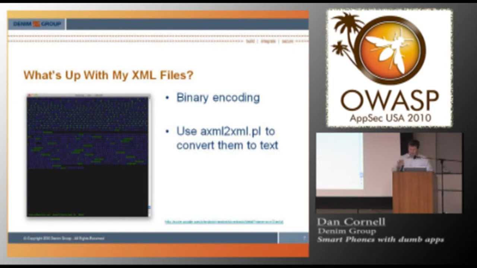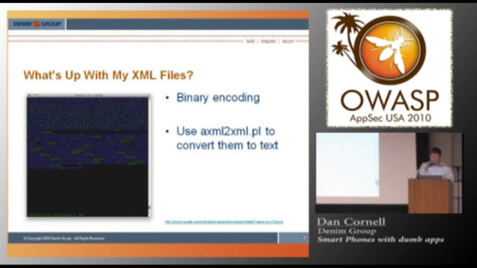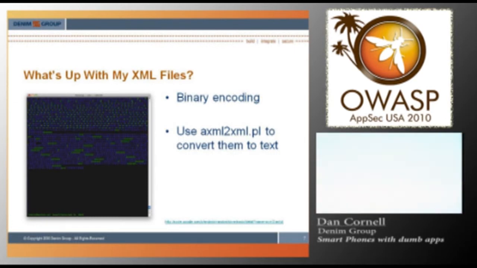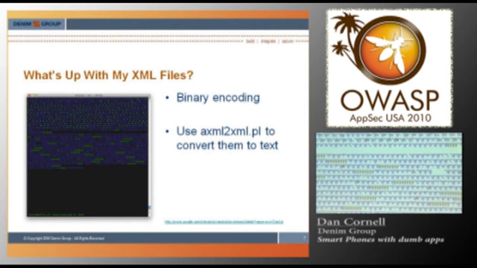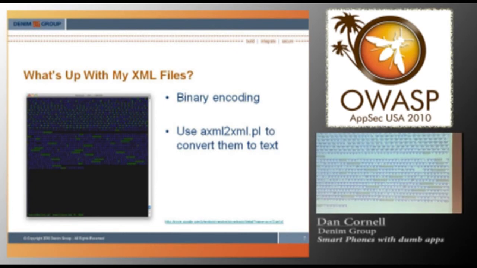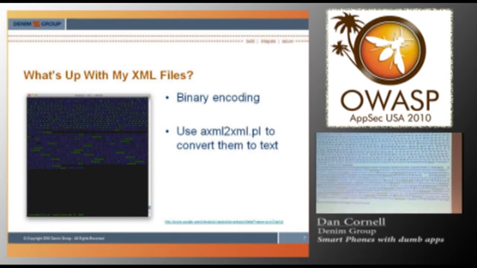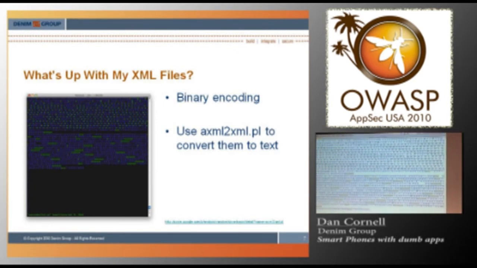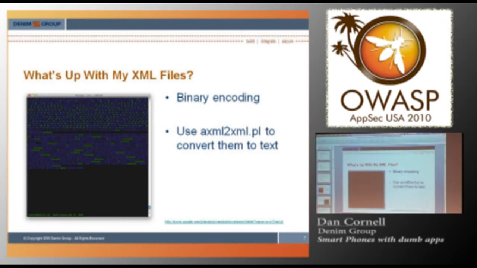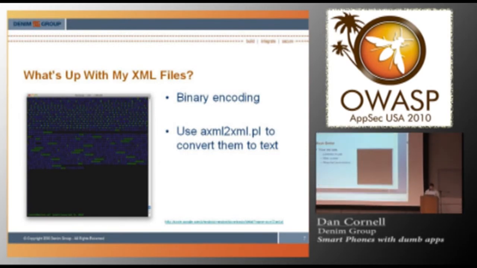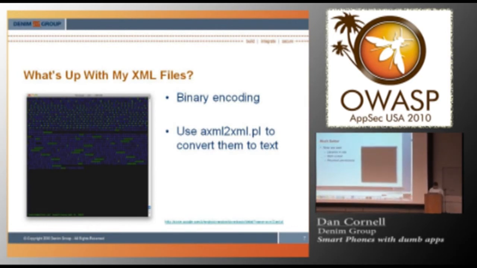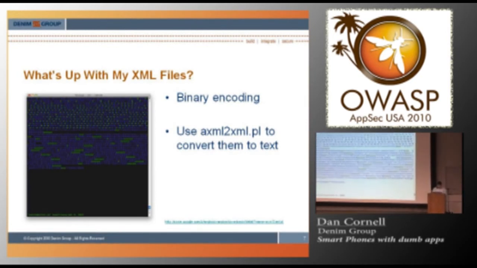So if we look at this, these are all okay. So if we look in here, the Android manifest XML file is a real nasty, goofy binary format. That's not super attractive, but there are freely available tools out on the web. There's one, AXML to XML. It's a Perl script that will go through that and turn it into text.